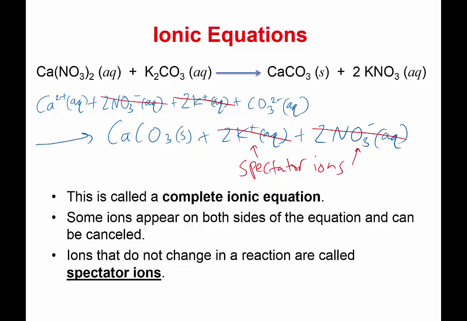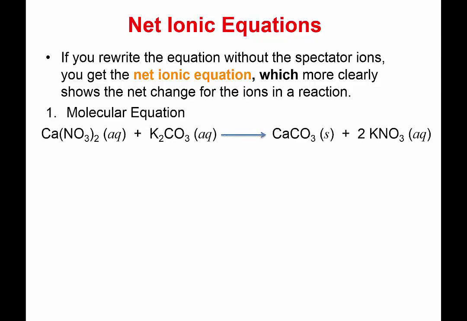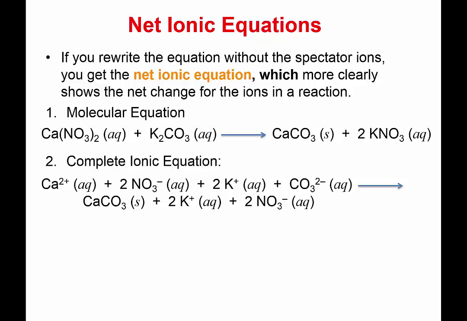When you cancel the spectator ions from the complete ionic equation, what's left we call a net ionic equation. So we can write the net ionic equation for this reaction, but before we do that, let's go back to the beginning and go through all the steps again. We started with the molecular equation: calcium nitrate plus potassium carbonate making calcium carbonate solid, potassium nitrate aqueous. We dissociated all the aqueous compounds to get the complete ionic equation, and then we canceled the spectator ions, which were potassium and nitrate. And so when you cancel the spectator ions, what's left is the net ionic equation.